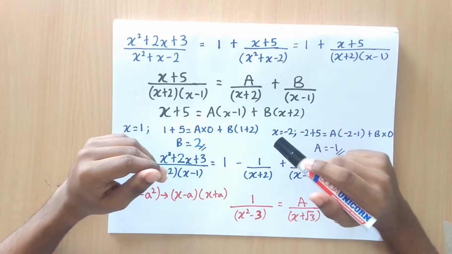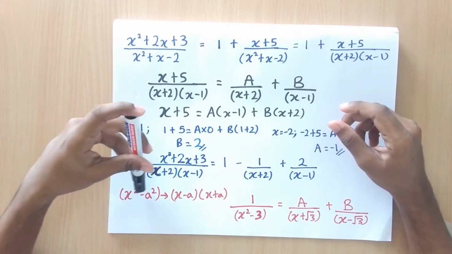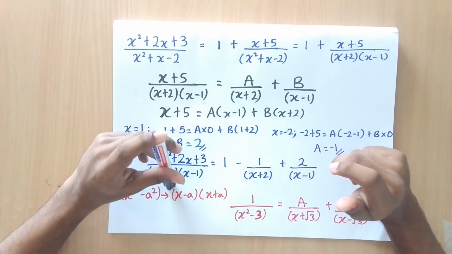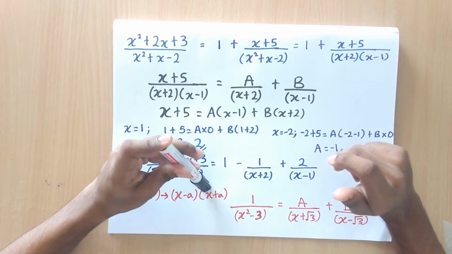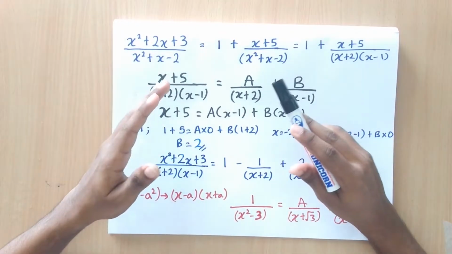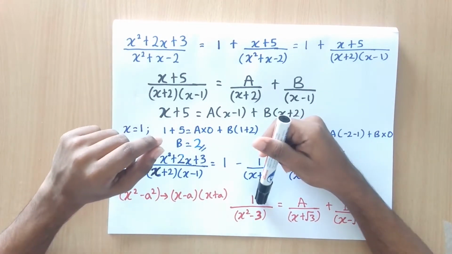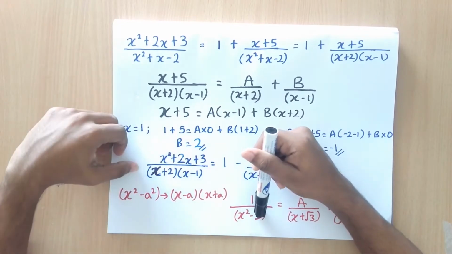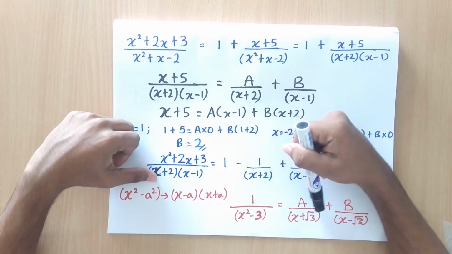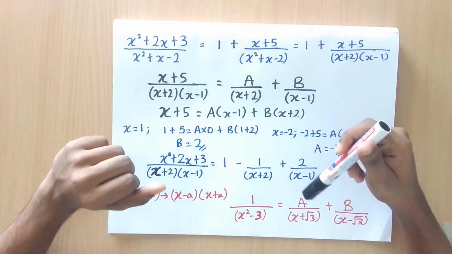Now for the tip of the day. When you are given a denominator in the form of x squared minus a squared, you can simplify it into linear factors (x minus a) and (x plus a). Many students skip this and continue to solve it as a quadratic function. So for example, let's take this 1 over (x squared minus 3). So this can be simplified as a over (x plus root 3) plus b over (x minus root 3).